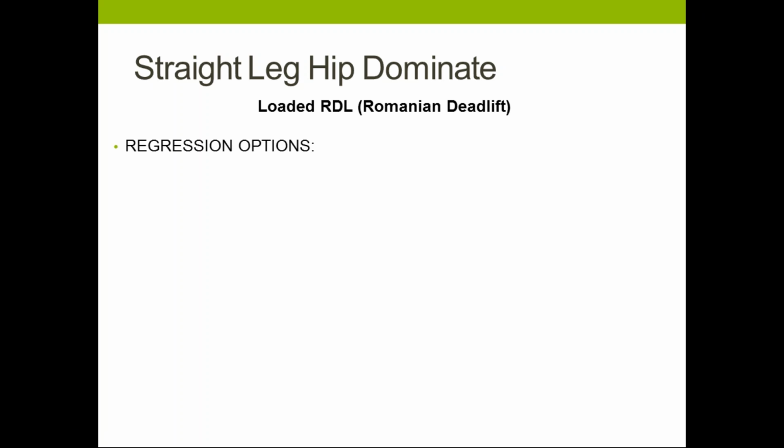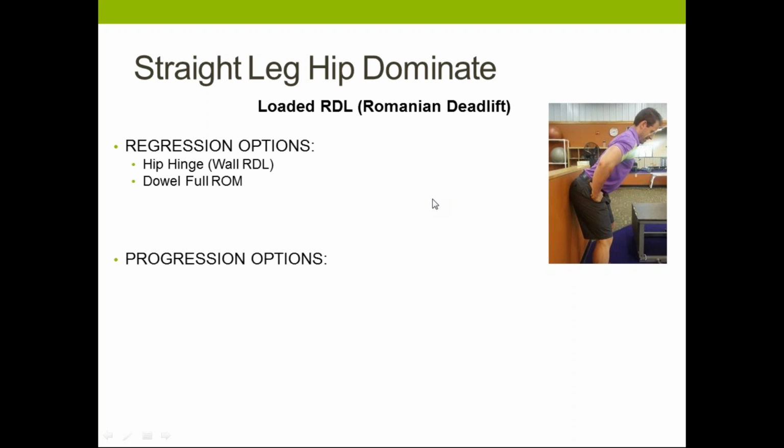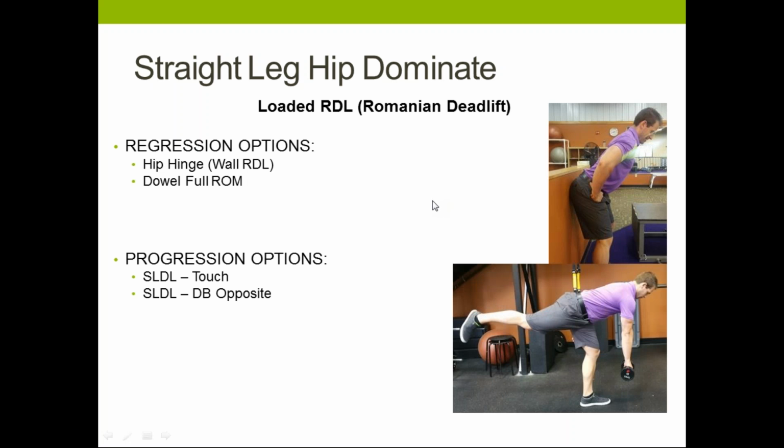Another regression option is, let's say they're really bad, you could do a hip hinge against a wall, which I'm demonstrating here. That's really good, so if you guys have people that are just not getting the movement, this would be a great start point, doing a wall RDL. It'll teach them to shoot the hips back and get that hip hinge. Otherwise, you can do a dowel full range of motion as well, teach them that movement. As far as progressions go, some good options for you guys.